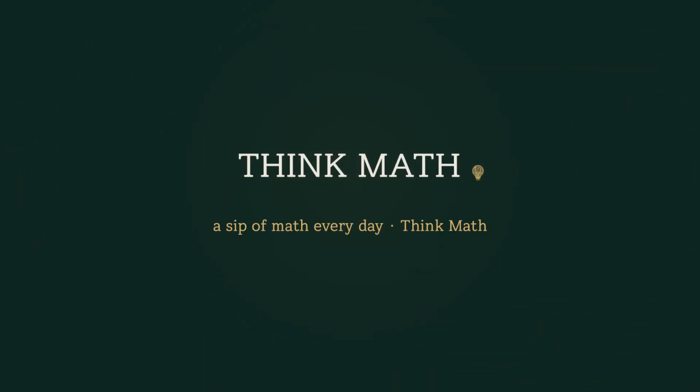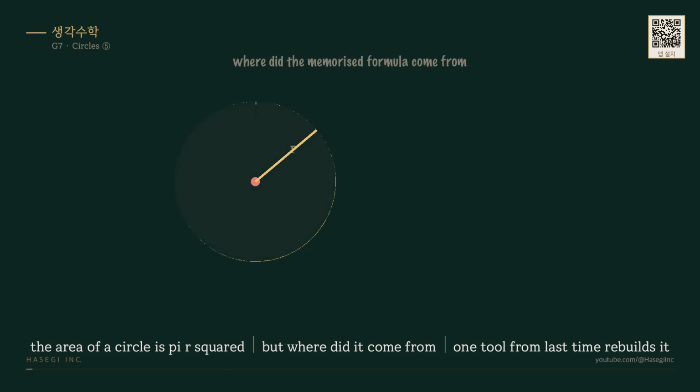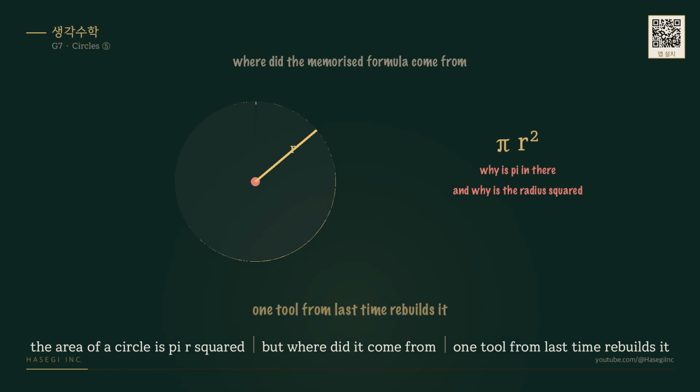Think math. The area of a circle is pi times the radius squared. Everybody has that one memorized. But where did it come from? Why is pi in there, and why is the radius squared? One tool from last time is enough to rebuild it in front of you.